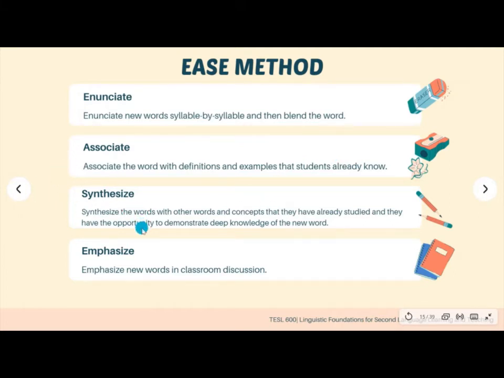Synthesize the words with other words and concepts that they have already studied, and they have the opportunity to demonstrate deep knowledge of the new word. Okay, so for them to understand, you have to synthesize the words with other words also and concepts for them to easily understand the definition of the new word, because it's unfamiliar. And next, emphasize new words in classroom discussions. You have to emphasize and use it properly.